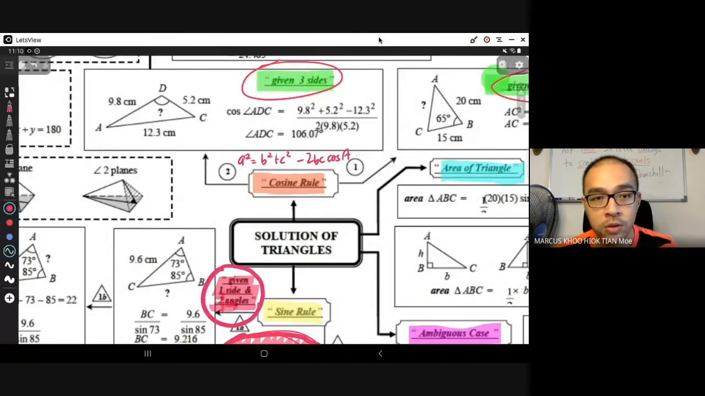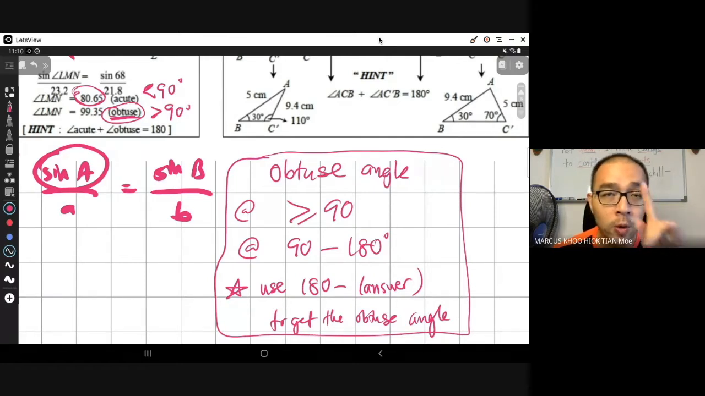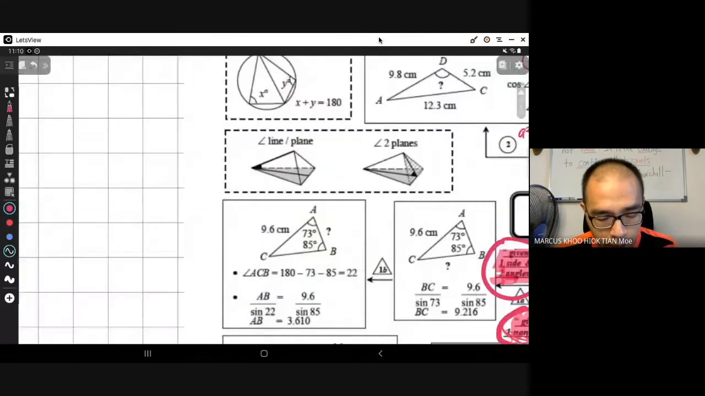the good thing about cos rule is there is no such thing as an obtuse problem. It doesn't really matter, there's no extra step. If you shift things around and you may get an angle that is more than 90 degrees, totally no problem. Only the sine rule has this problem with the obtuse angle. Remember that, all right.